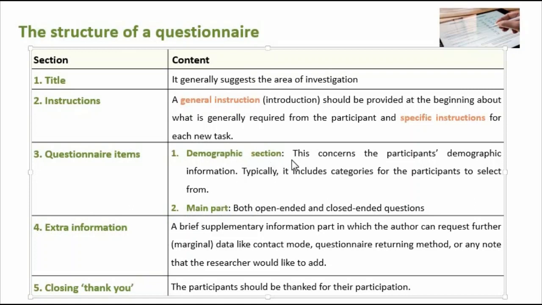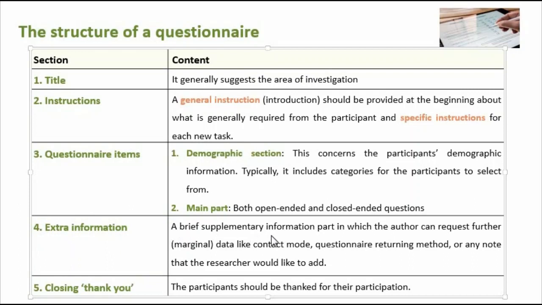The demographic section concerns the participants' demographic information, facts about the participants. Typically, it includes categories for the participants to select from. That is to say, the questions are closed-ended. The main part here includes both open-ended and closed-ended questions. The third element is usually the largest element in a questionnaire. The fourth element includes extra information.